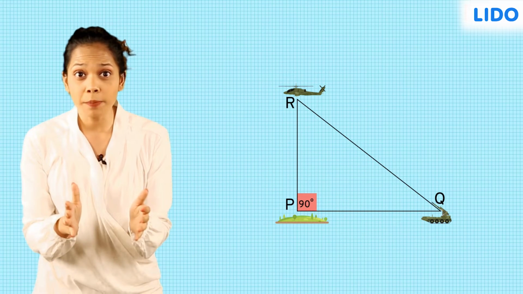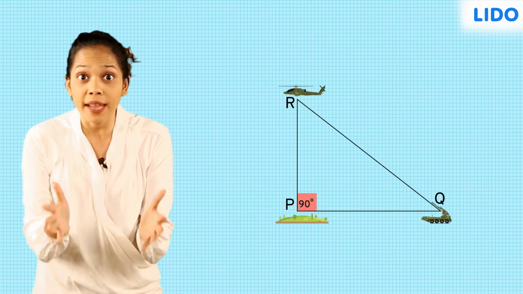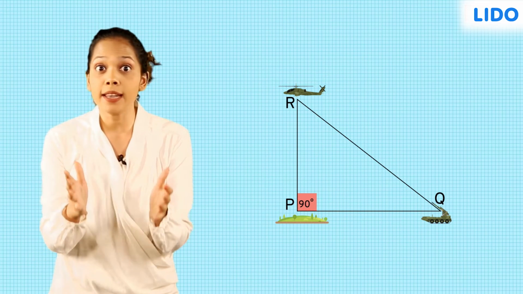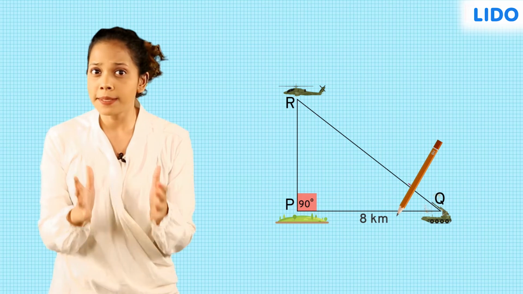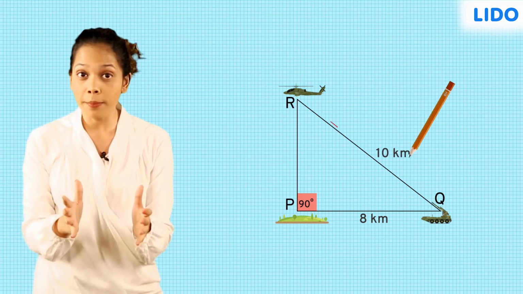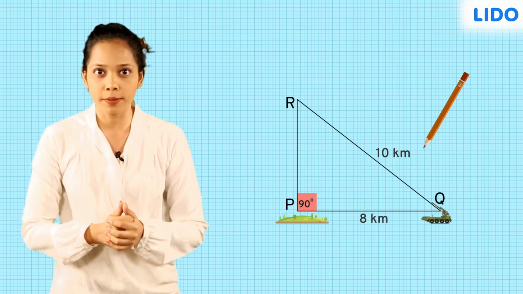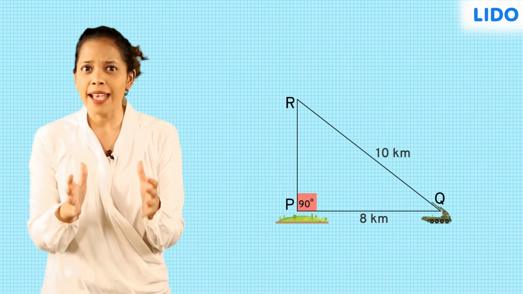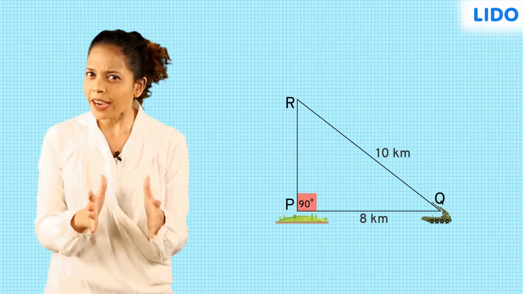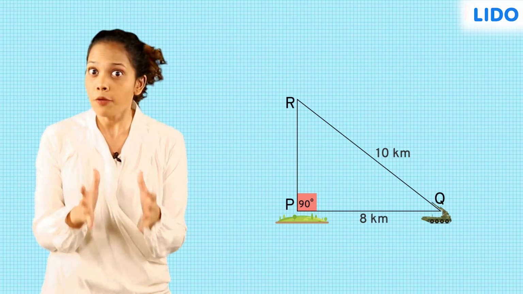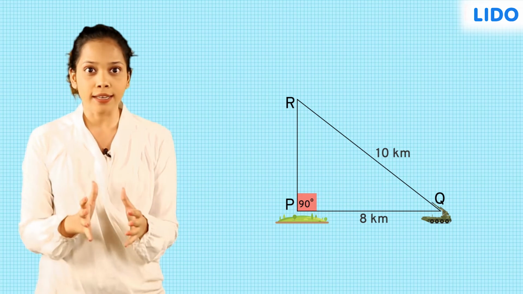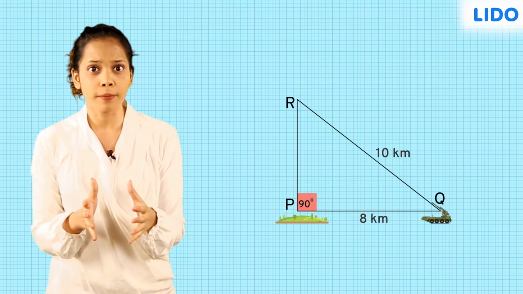An enemy helicopter was hovering over our army base. Thankfully, a missile launcher located 8 kilometers from the base fired a missile that traveled 10 kilometers and struck the enemy helicopter. The Air Force has asked the Army for an accurate location diagram of the helicopter to prepare beforehand for an untoward attack that could happen in the future.